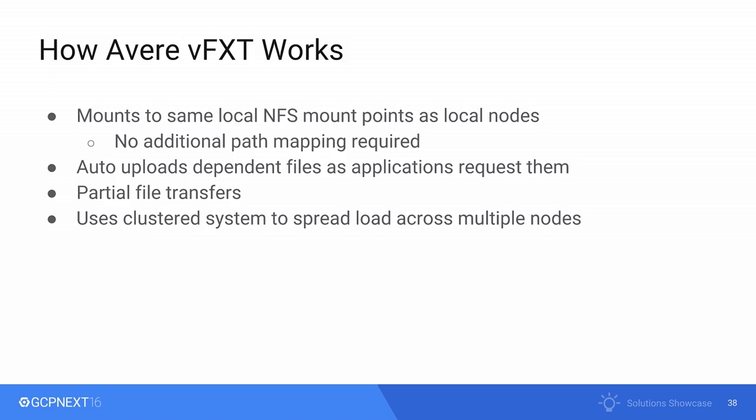The way this works is it mounts via NFS, which is the same way our local storage handles it, which creates this nice uniformity between our local storage and our Google Cloud. Makes it nice and easy. It also auto-uploads dependent files, since you're doing this just at a file system level. And it also supports partial file transfer. So if you only need the top head of your file, and you don't need to read the full thing, the Avere is smart enough to only transfer that part of the file.